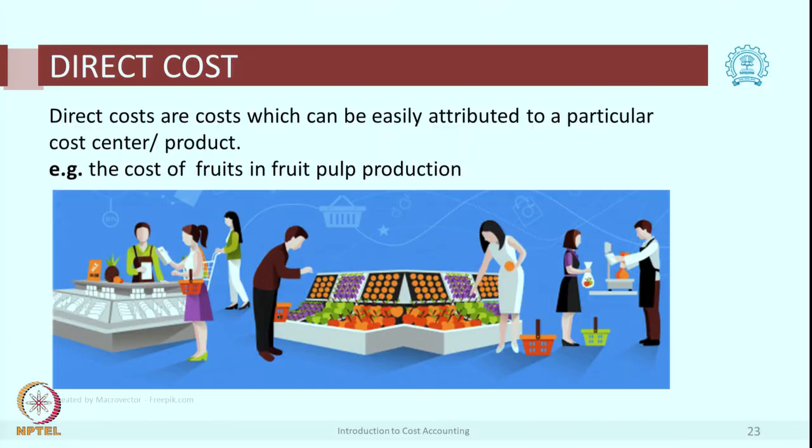Now, the next important classification is cost classification by direct and indirect. So, direct costs are those costs which can be easily identified. Different costs can be divided as per cost centers or as per products. If we can identify a cost to a cost center, we can consider it as a direct cost. For example, cost of fruits in fruit pulp production.